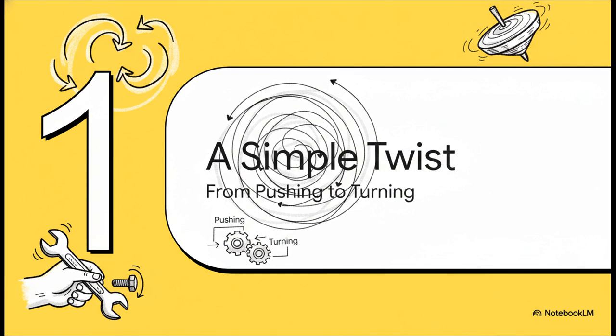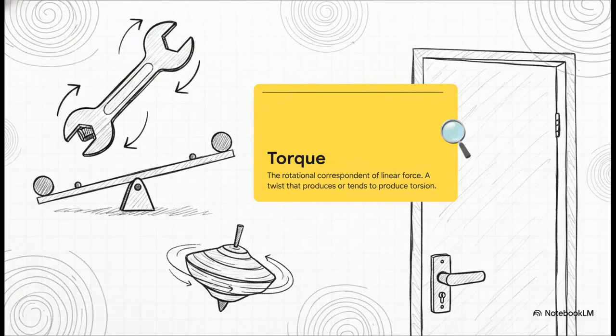Section 1, a simple twist, from pushing to turning. So at its absolute core, torque is just the rotational version of a regular old push or pull. You know, in physics, we sometimes simplify things and pretend objects are just points. But torque deals with reality, things that can actually turn and pivot and spin. It's really just a way to measure how good a force is at making something rotate.